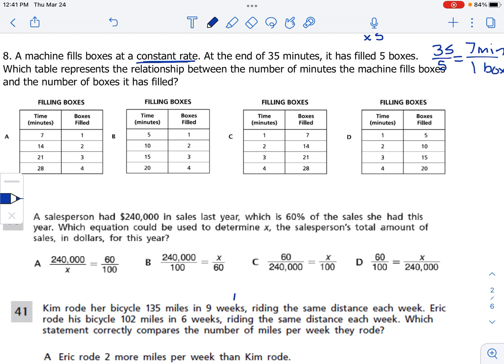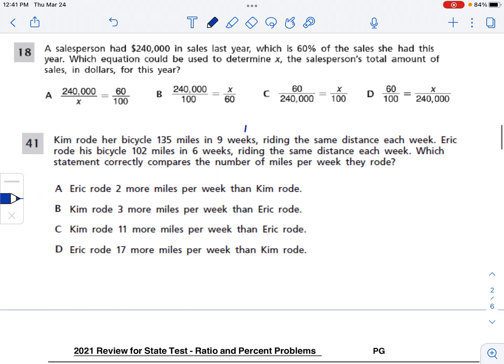Right, so minutes is 7, boxes is 1 for part A. It is not for choice B. And for C, we have them reversed, so that's not correct. And for D, it's also not correct. It's not 7 to 1. So our option is A. All right, let's go to our next question.